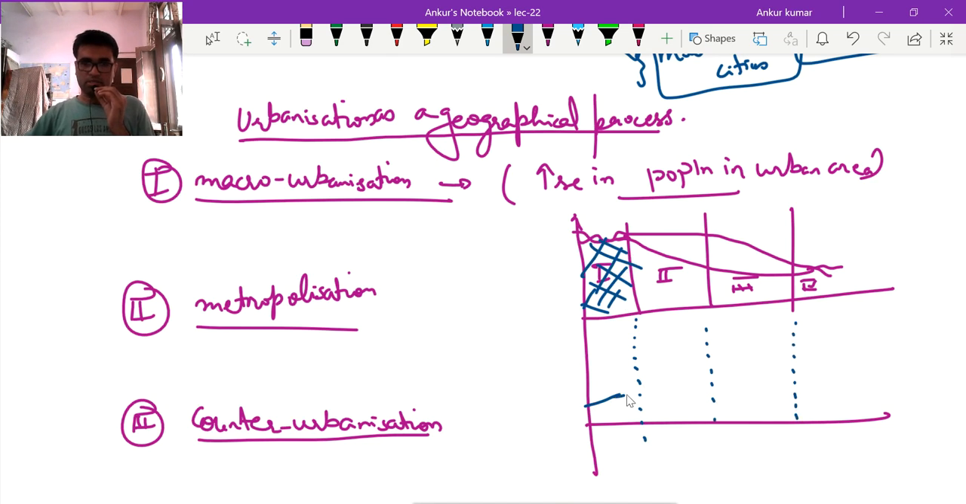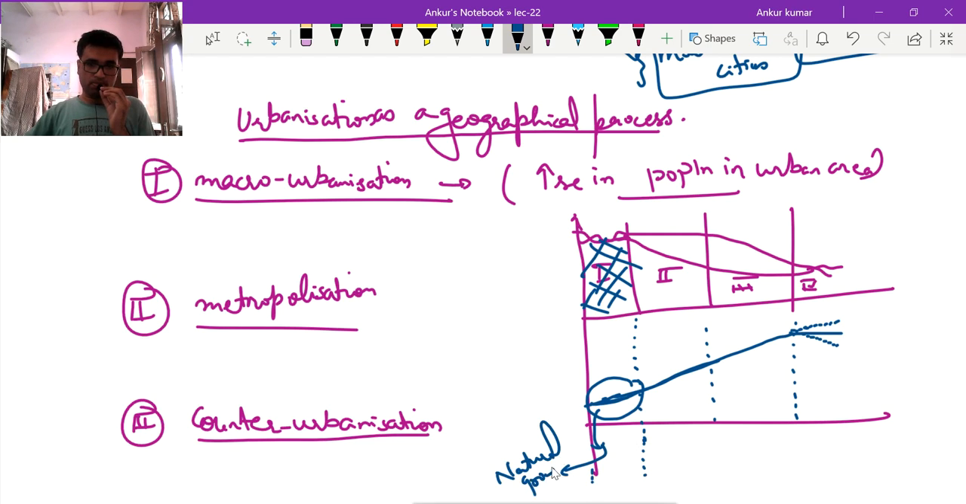So migration picked up here. In the fourth phase, migration can either decrease or increase. It depends upon the policies of the country. But after the first phase, the migration gradually increased. Here in the first phase, the urbanization, let us say in case of the Aryan period or Persian period, where the societies were almost subsistence based, was mainly driven by the natural growth of the population in the urban areas. So natural growth was the main factor for the urbanization in the first phase.